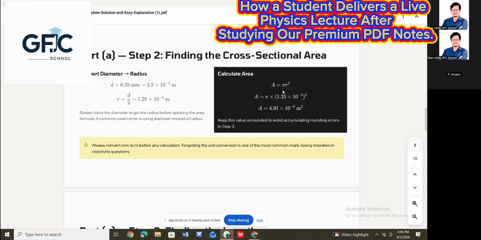Okay, this is the outlook of the area calculation. A is equal to pi r squared, the circle area, basically. A is equal to pi into r, which we got by dividing the diameter by 2. And obviously our answer has to be in standard form. And this is the final answer. We got the area. Always halve the diameter to get the radius before applying the area formula. A common exam error is using diameter instead of radius.